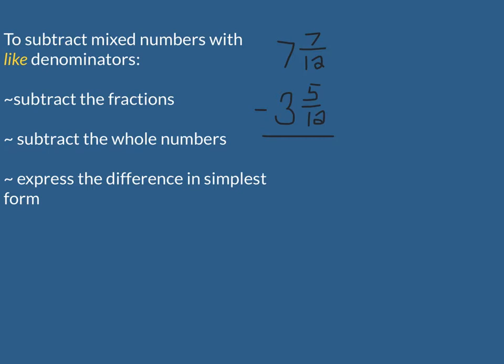7 minus 5 equals 2. Bring down my denominator. Now I subtract my whole numbers. 7 minus 3 equals 4. Now I take a look at my fraction and I have 2/12. That's not in simplest form. I can divide those both by 2. So when I do that, my whole number stays the same. 2 divided by 2 equals 1, and 12 divided by 2 equals 6. So 4 and 1/6 is the answer in simplest form.